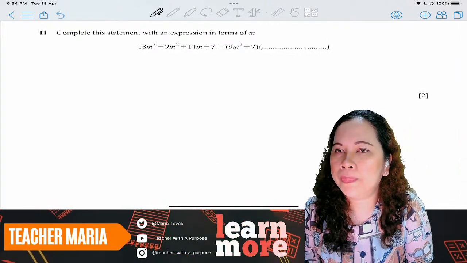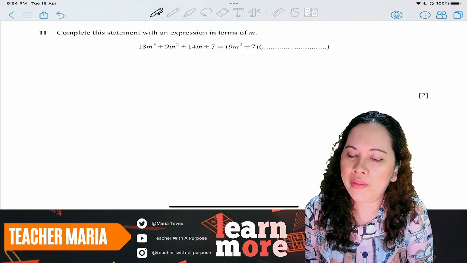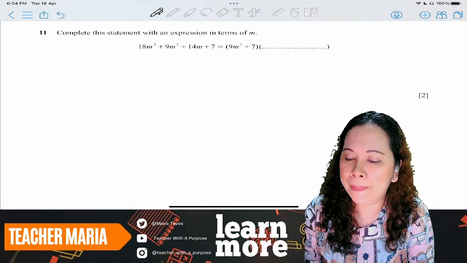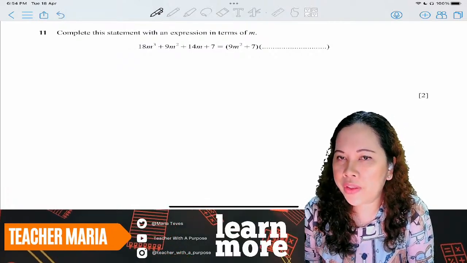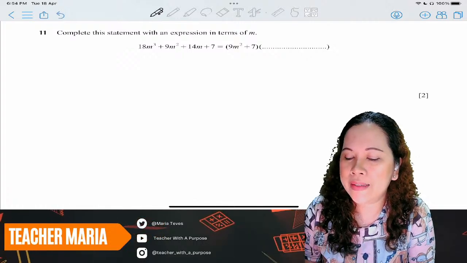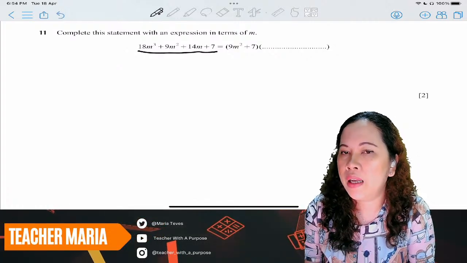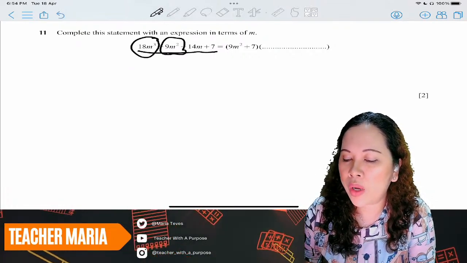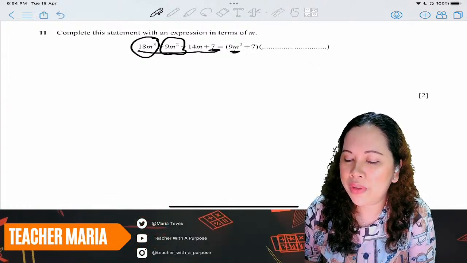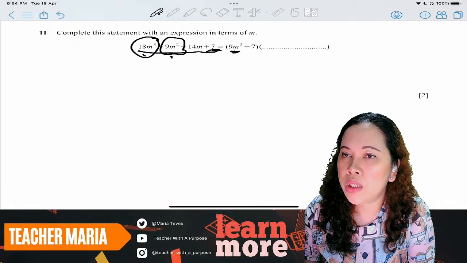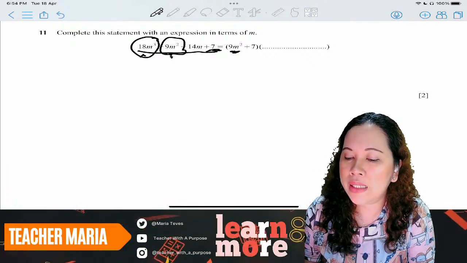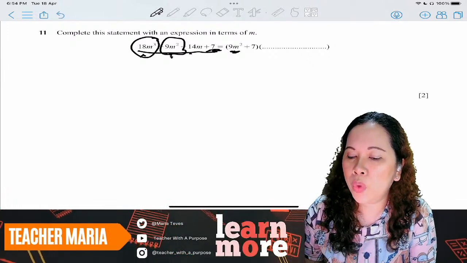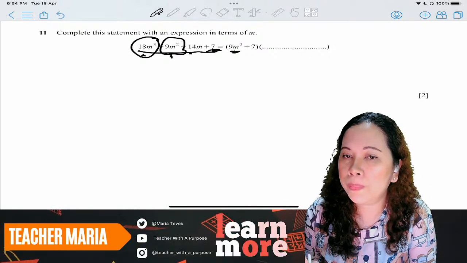All right. The next expression that we have is: complete these statements with an expression in terms of m. So, first thing that you have to check is how is this being given. This is an 18m cubed, and you have a 9m squared, and you have a 7. That means that it's being doubled. So 9 times 2 has been doubled to make it 18, and 7 becomes 14. So that means that the number with our m will be 2.